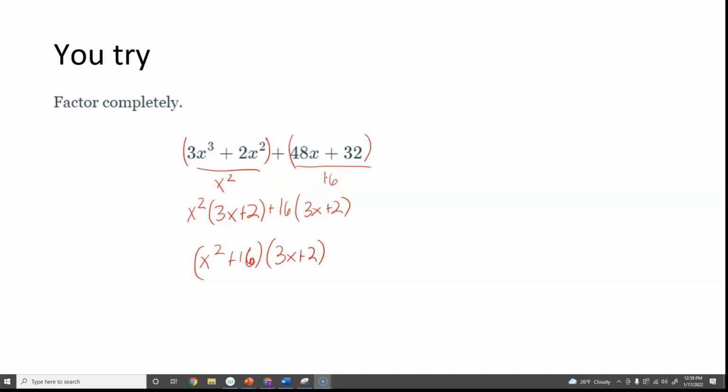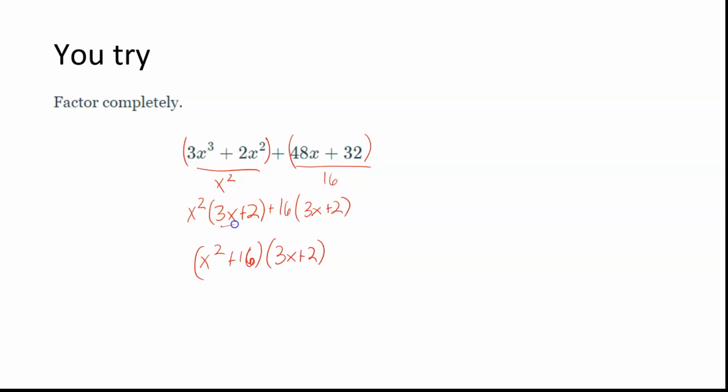And if we have 48x plus 32, one of our hints here is now that I've arrived after taking out my greatest common factors here, I know that my second set of parentheses needs to match it. So even though I haven't taken anything out yet, hypothetically, I know that it's going to look like 3x plus 2.